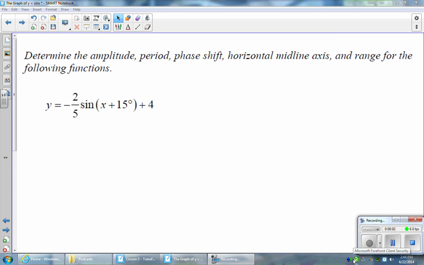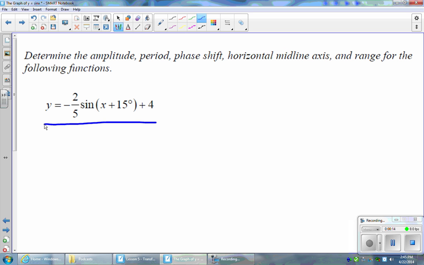All right, in this example, I'm going to show you guys how to identify characteristics of a sine function given the actual equation of the sine function. So I'm given a function here, y is equal to the negative of 2 over 5 sine of (x plus 15), plus 4. Okay, so the first thing I want to identify is what is the amplitude.